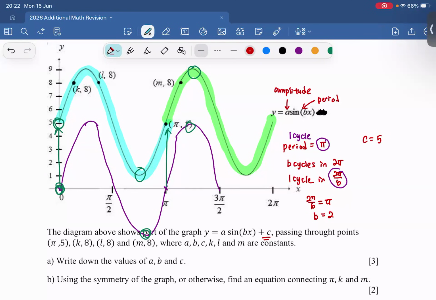Okay, finally, we need to find our A. So how to find A? A is actually your amplitude. One way is to see from the graph. The next easiest way to find amplitude is just take the maximum minus the minimum, then divide by 2. From the graph, the maximum is 9, the minimum is 1. You divide by 2, so the amplitude is 4. So A equals 4. To summarize, A equals 4, B equals 2, and C equals 5.